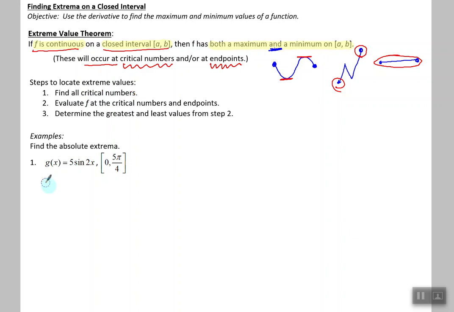To do that, we're going to find the derivative first, g prime of x. This requires the chain rule, but 5 is a constant multiple, so I'll start by writing that. The derivative of sine is cosine. The 2x stays the same, and then I multiply by the derivative of the inside, which is 2. Where does this derivative equal 0?